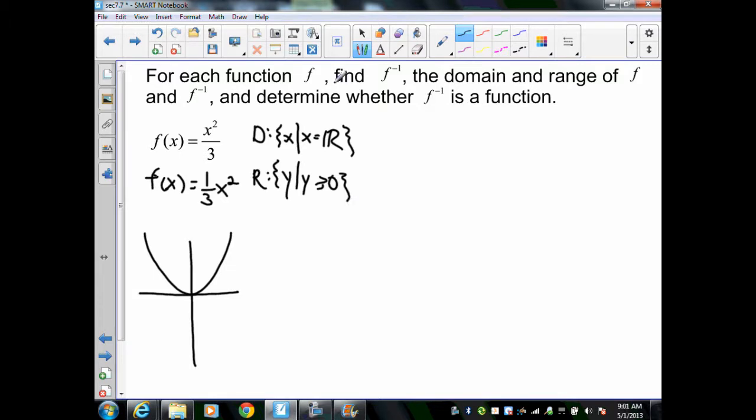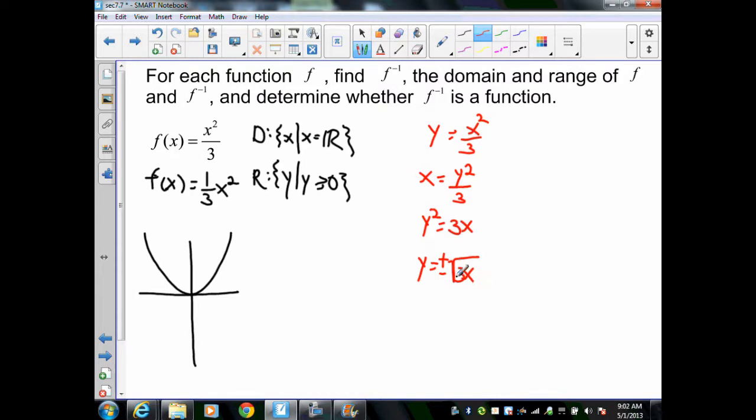Now I have to find my inverse. I can still use this information to determine a lot about my inverse, whether it's a function, its domain or range, but I have to find the inverse. To do that algebraically, I'm going to have f of x become y, and that equals x squared over 3. Now I switch my x and y's. That gives me x equals y squared over 3. Multiply by 3 on both sides, I get y squared equals 3x. Take the square root of both sides, I get y equals plus or minus the square root of 3x.